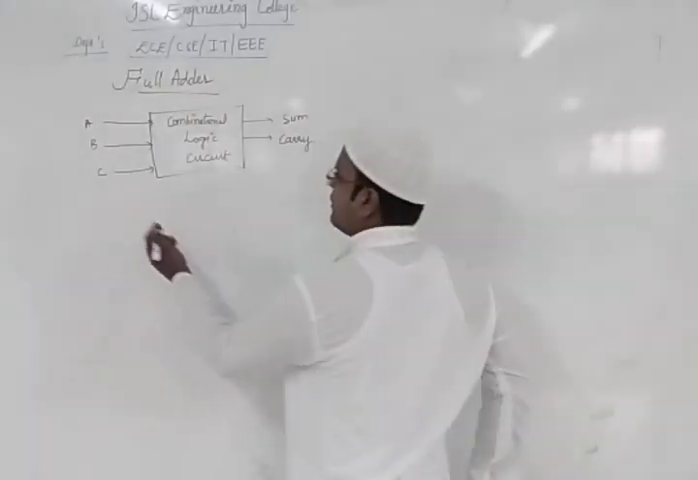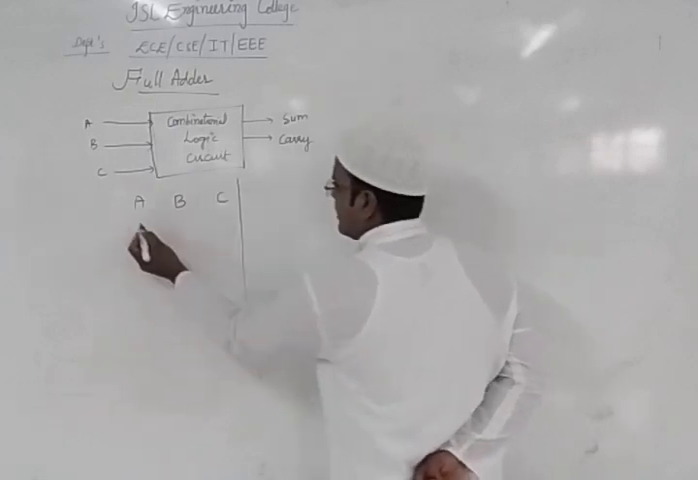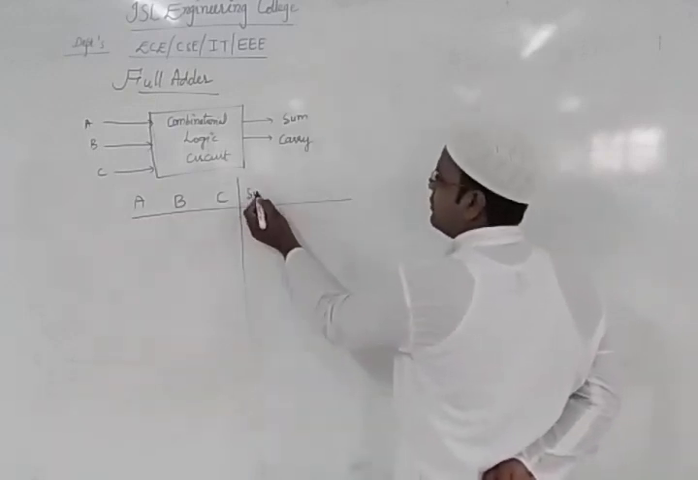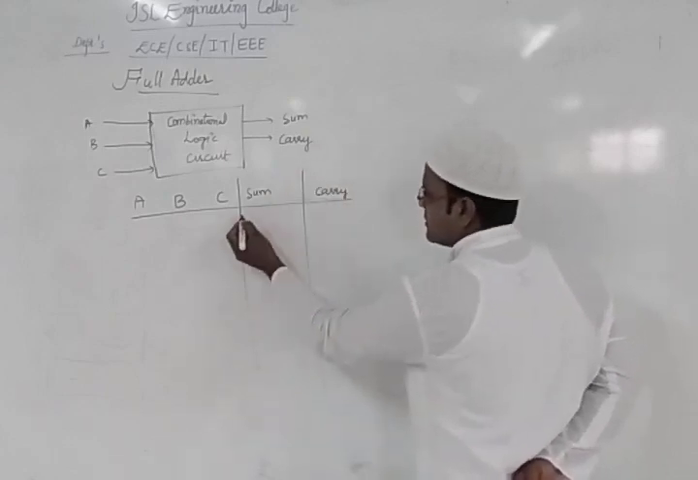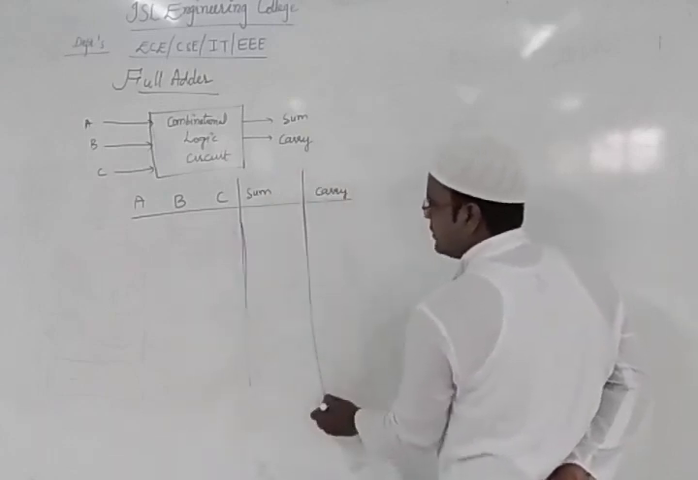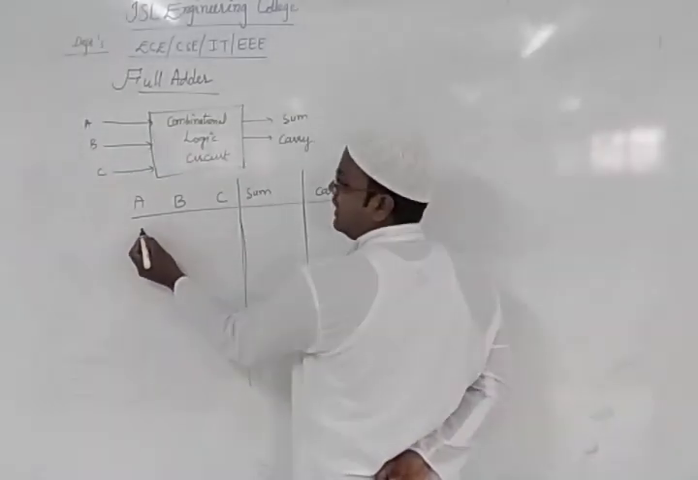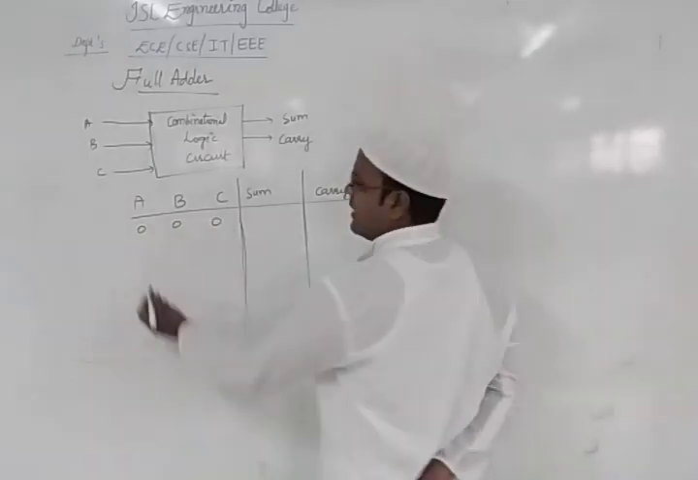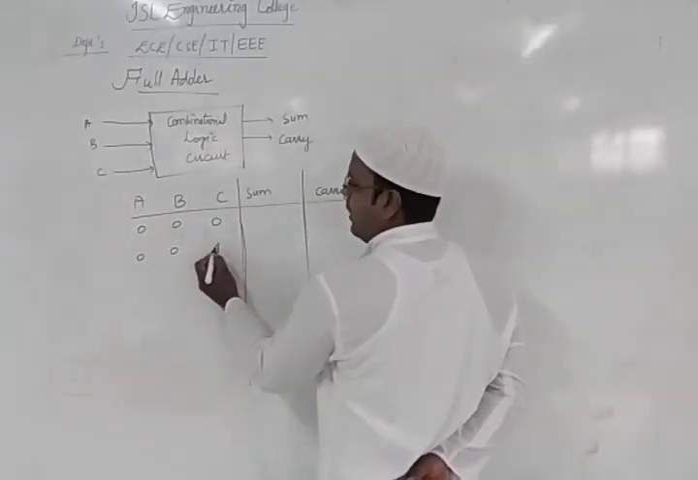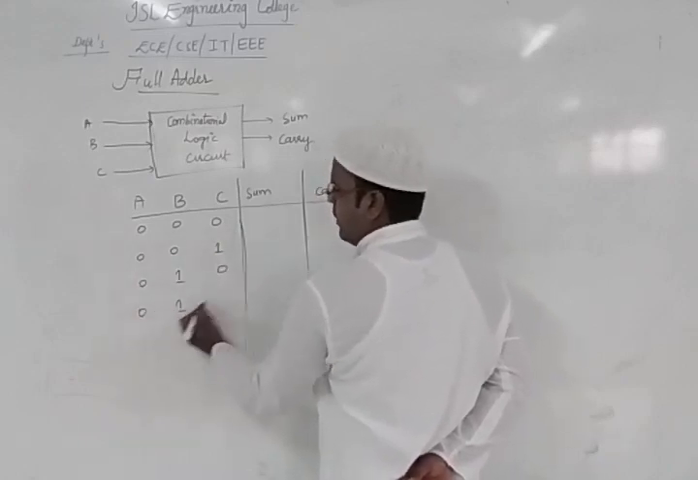In order to write these, we'll take three inputs A, B and C. These are our three inputs. What are the output values we have? The first is sum, the second output is carry. So this is our truth table. We just want to write the truth table. What are the combinations for the truth table? When we have three inputs, the first combination would be 0, 0, 0. The second combination is 0, 0, 1. Next combination 0, 1, 0. Next would be 0, 1, 1.